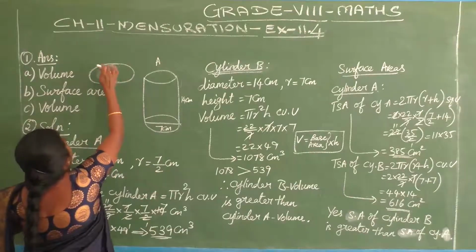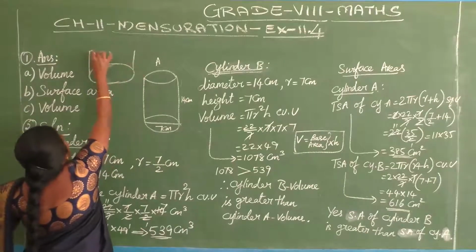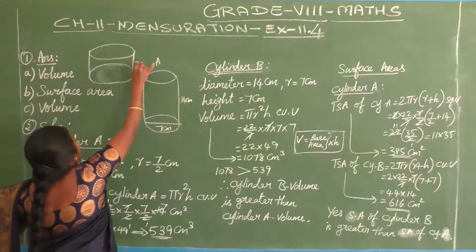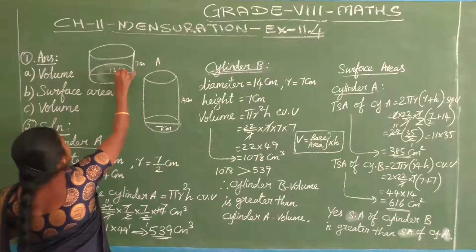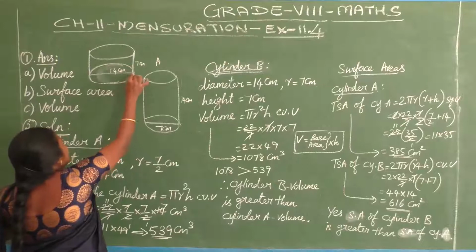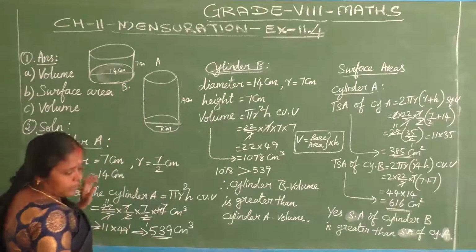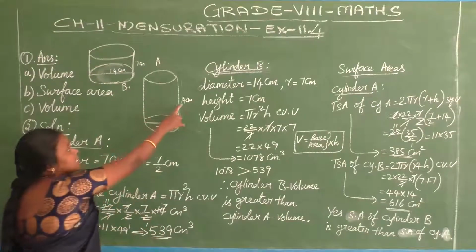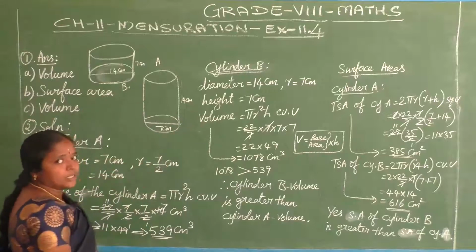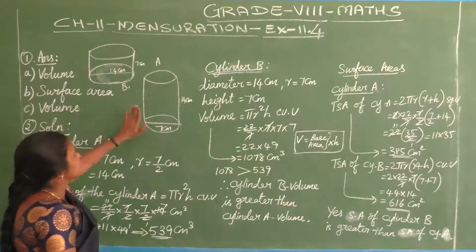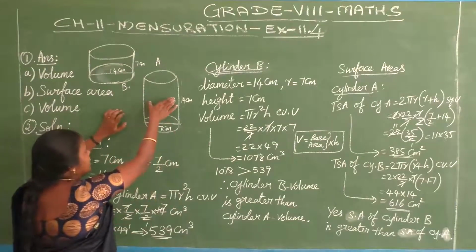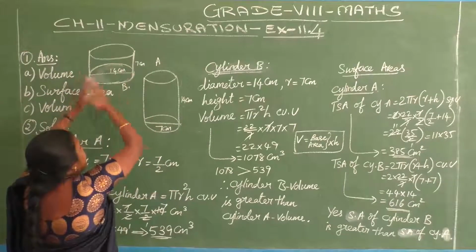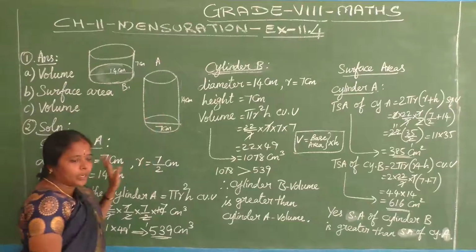I am drawing it approximately. Okay, this height is 7 cm, diameter is 14 cm. You know the difference between both measurements? This is cylinder B. Clear? Both are cylindrical objects only, but in one the height is increased vertically, here the diameter is increased. Clear? That is the difference between both. This is cylinder A, this is cylinder B. In cylinder A, diameter is 7, height is 14. But in cylinder B, diameter is 14, height is 7. Okay, this is the given thing.